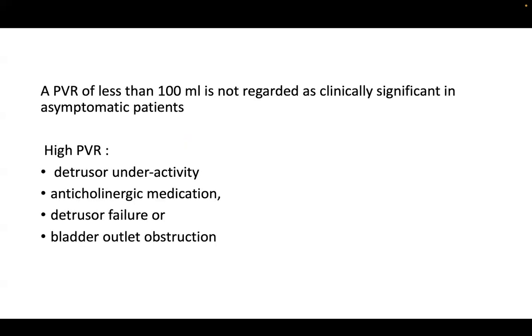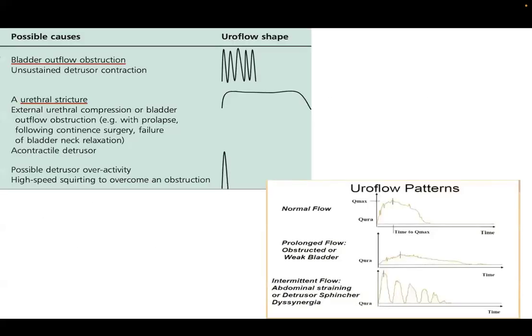PVR less than 100 is not regarded as clinically significant in an asymptomatic patient. High PVR we will find in case of detrusor underactivity or failure, anticholinergic medication, or bladder outlet obstruction. So we have seen the uroflow pattern. This is the normal bell-shaped pattern, normal flow. Here we can see Qmax, time to Qmax, and the flow time. If we find this type of curve, that is a reduced Qmax, a continuous flow for a prolonged time, it indicates prolonged flow, obstructed or weak bladder.